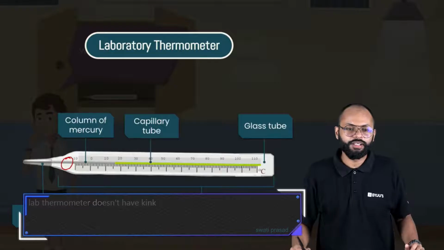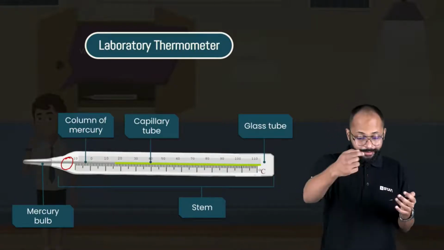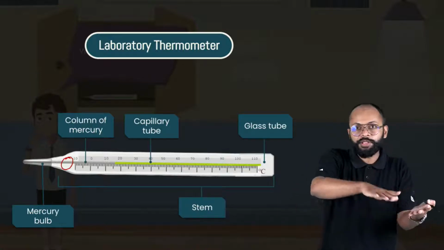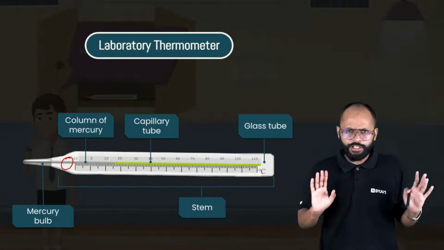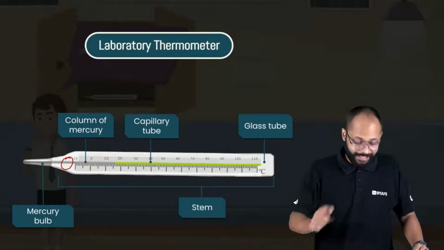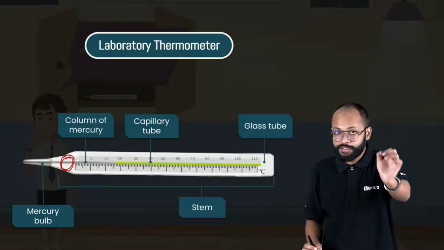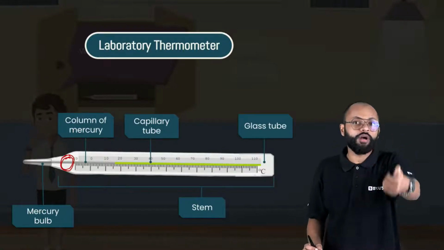So, Kelvin thermometers are different. Don't think of Kelvin in a measuring thermometer, lab thermometer or clinical thermometer, right? It's mostly Celsius only. That's true. It does not have a kink. This is the first and one of the most important differences. The lab thermometer does not have a kink.